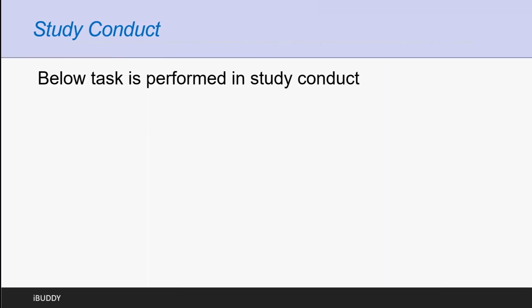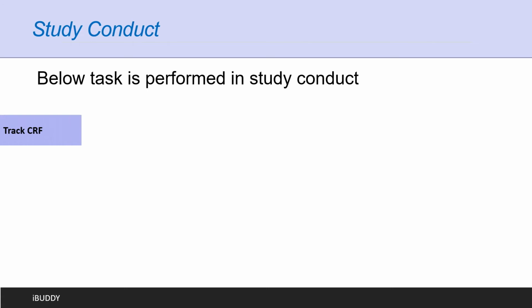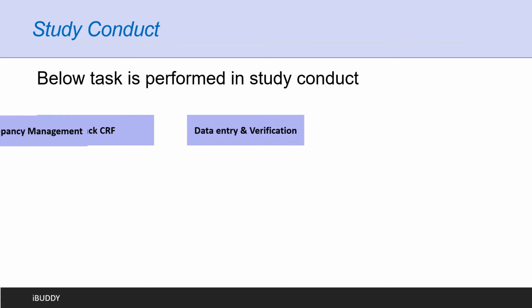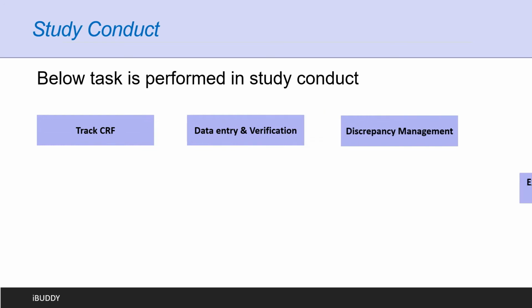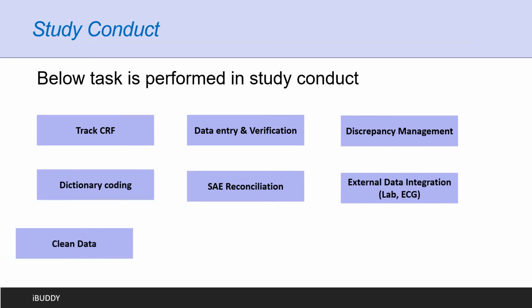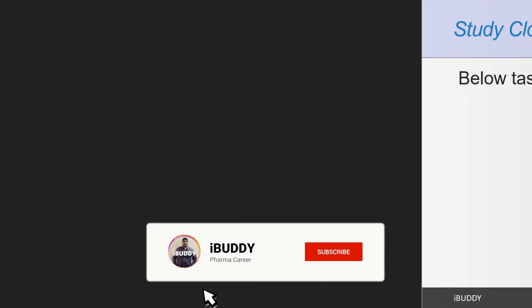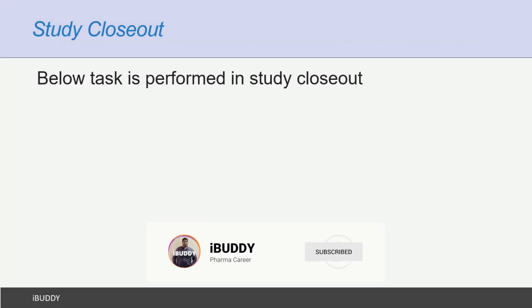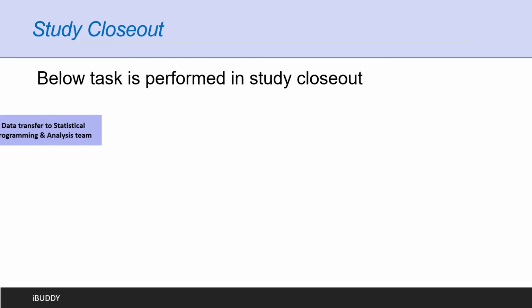In the conduct phase, all the CRFs are tracked. Data entry is completed in case of a paper-based study. In case of any discrepancy, a query is raised to sites. Medical coding is performed. Serious adverse event data is reconciled, and all the data are cleaned as a part of data review. In the closeout phase, post database lock, data is transferred to the statistical department.